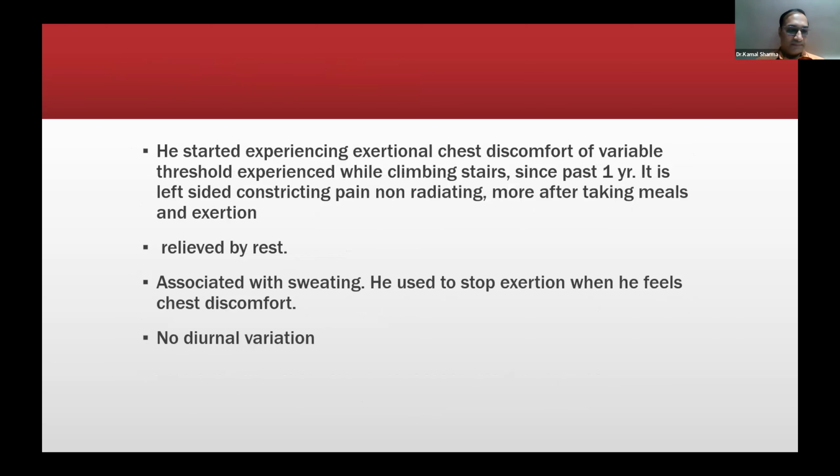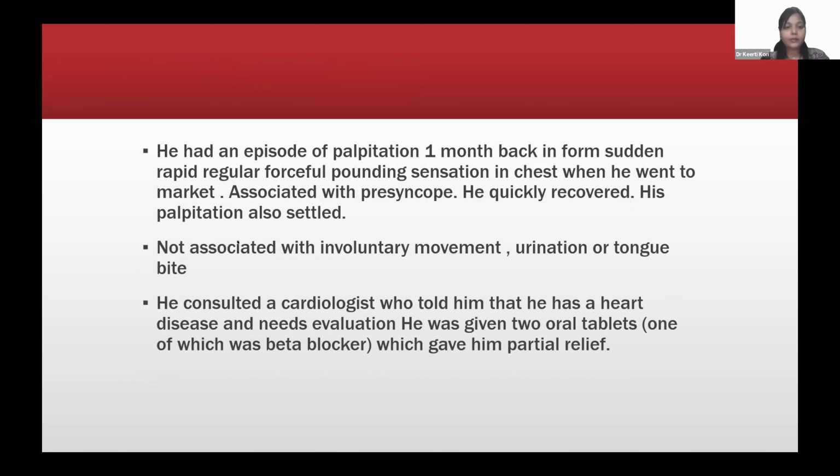Kirti, next slide. He had an episode of palpitation one month back, in the form of sudden, rapid, regular, forceful pounding sensation in the chest when he went to the market, which was associated with pre-syncope. He quickly recovered and his palpitation also settled. It was not associated with any involuntary movement, urination, defecation, or tongue bite. He consulted a cardiologist who told him that he has a heart disease and needs evaluation. He was also given two oral tablets, one of which was an oral beta blocker, which gave him partial relief.